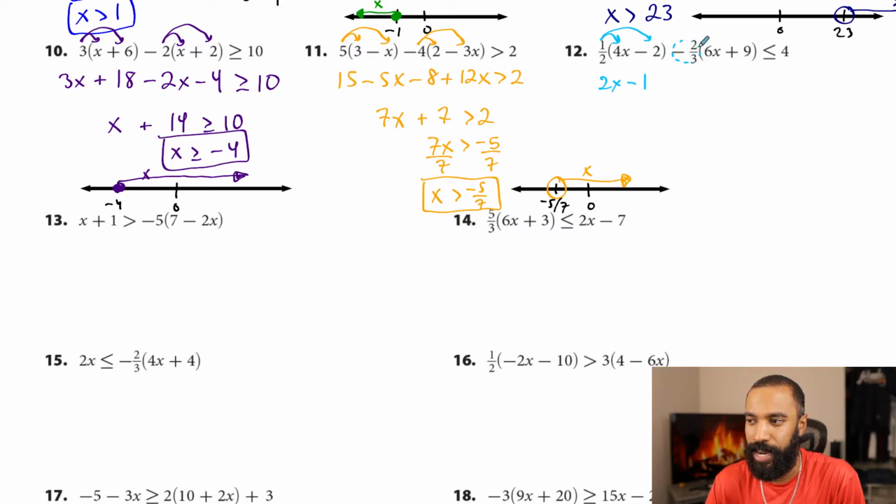Distributing the negative here, -2/3 into 6x. 2/3 of 6 is 4.